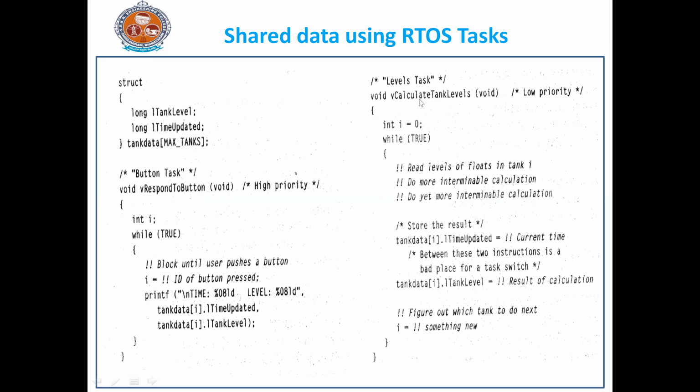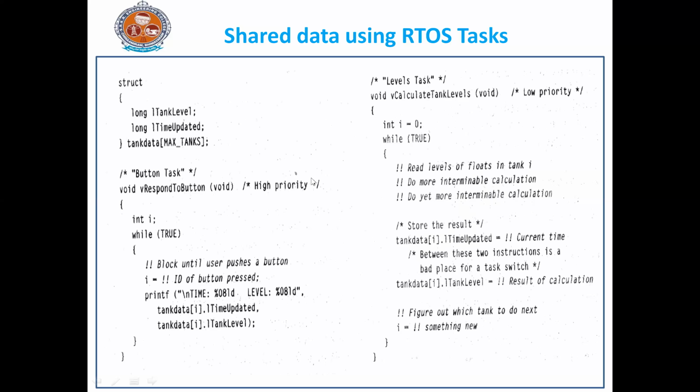Here the calculate tank levels task calculates the tank level at some intervals of time. If you observe here, this while loop is a continuous loop that reads the levels of the float in tank I. You will have a number of tanks, and you are measuring the float level in tank I. After measuring the float level, you will do certain calculations of your tank level. After those calculations, you have to store the data in some variable. Here we are storing the data in tank data of I.